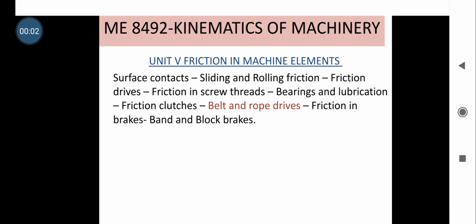Everyone. Subject ME 8492 Kinematics of Machinery, 5th unit, Friction in Machine Elements. In this 5th unit we are going to see about the belt and rope drives.